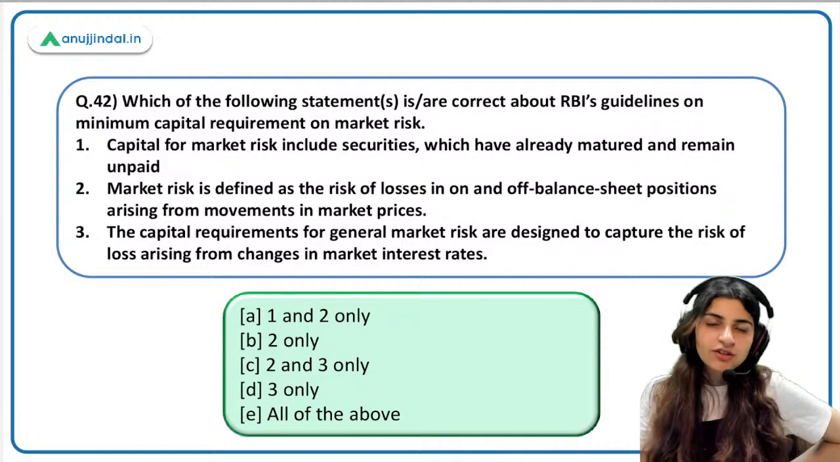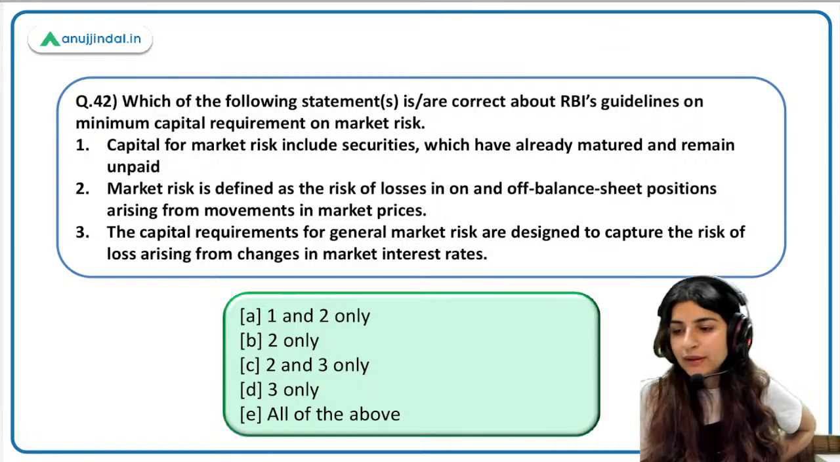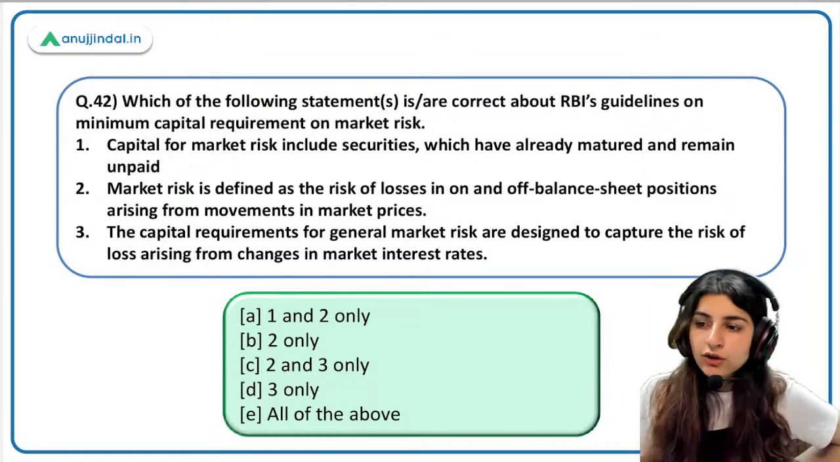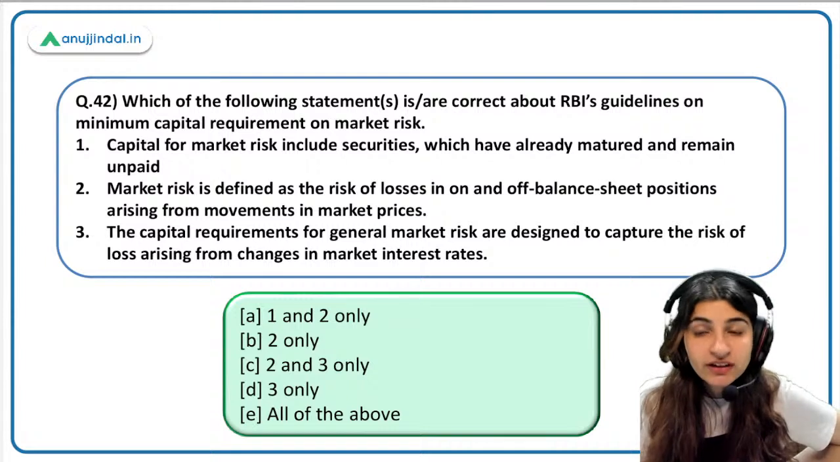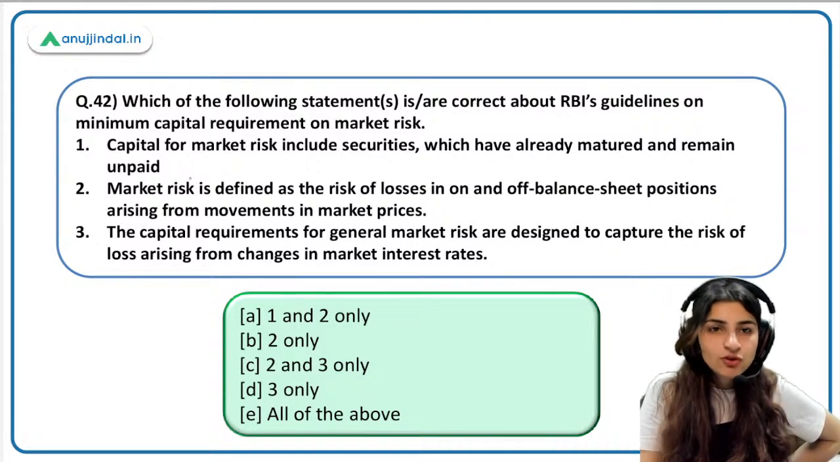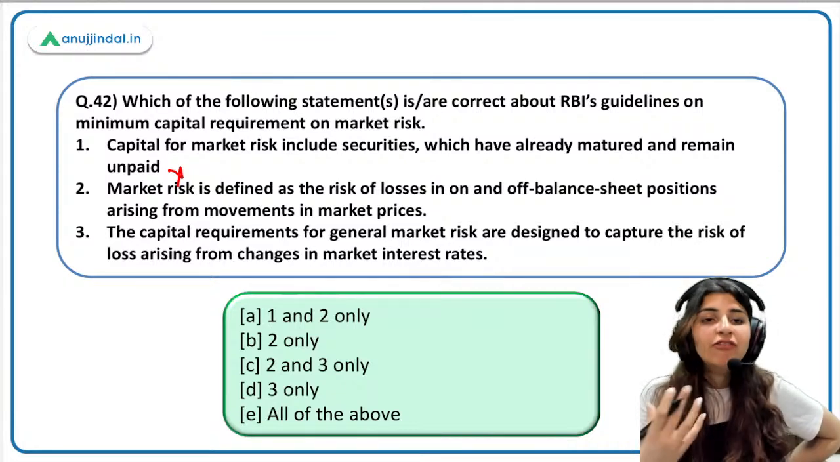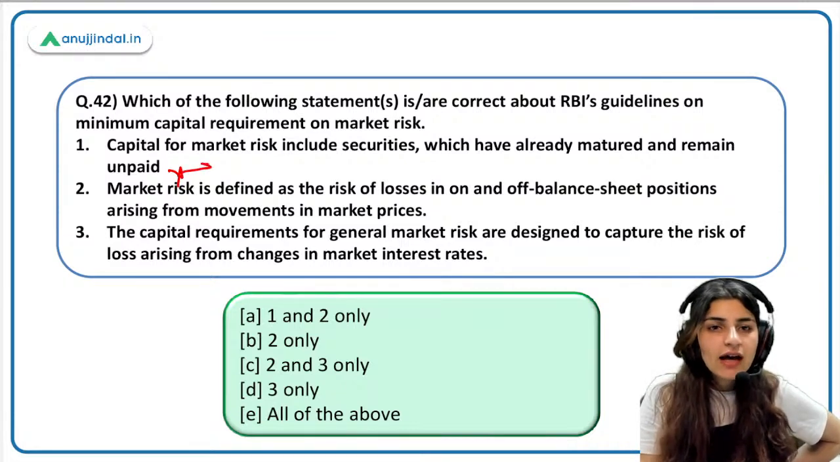Let's move to the next question. Which of the following statements are correct about RBI guidelines on minimum capital requirement? Capital for market risk includes securities which have already matured and remain unpaid. This is actually incorrect. Any security that is already matured or unpaid is treated like NPAs, and on these there is no market risk, there is credit risk.